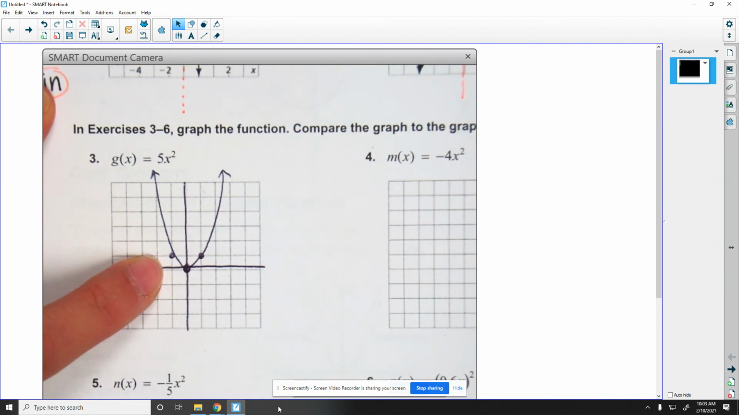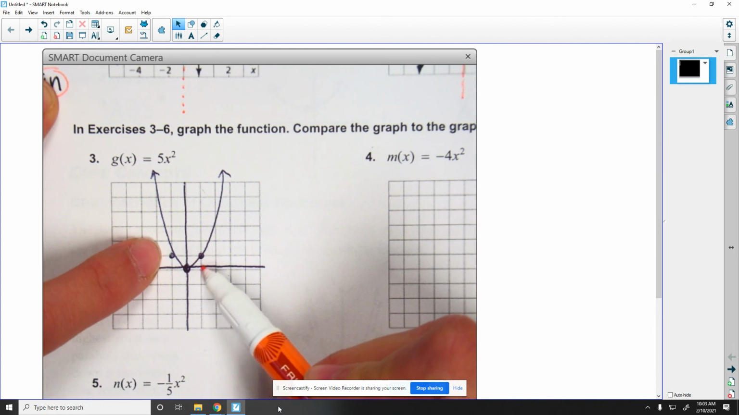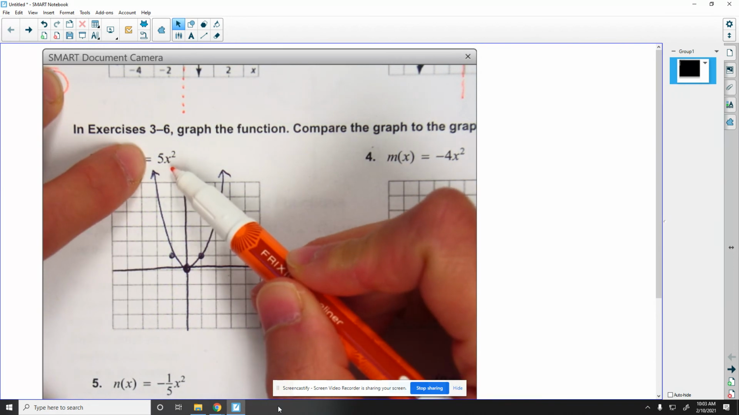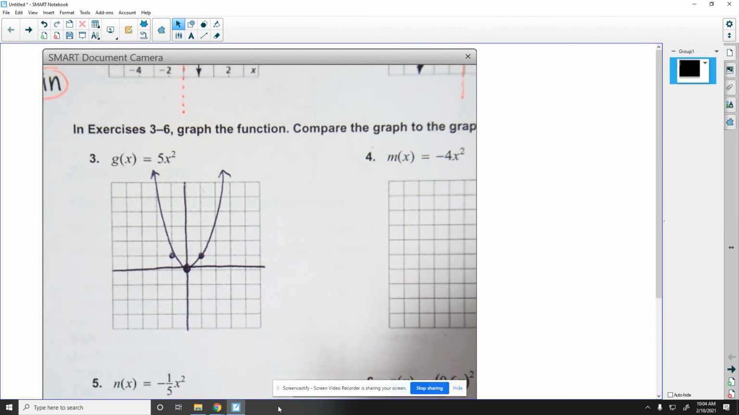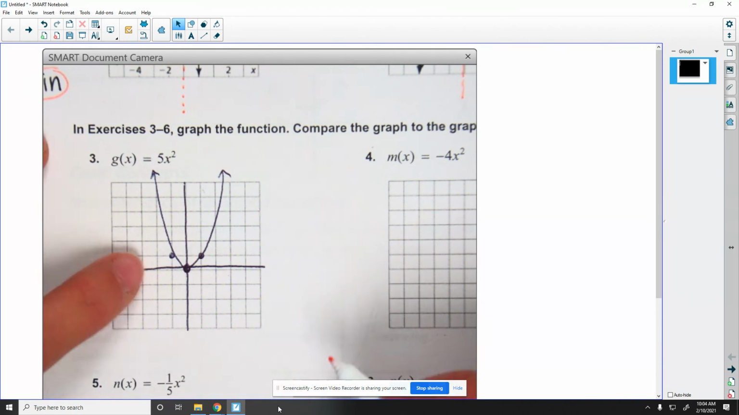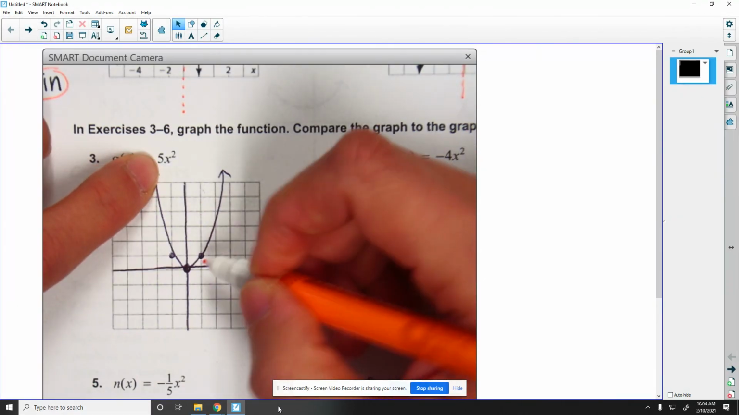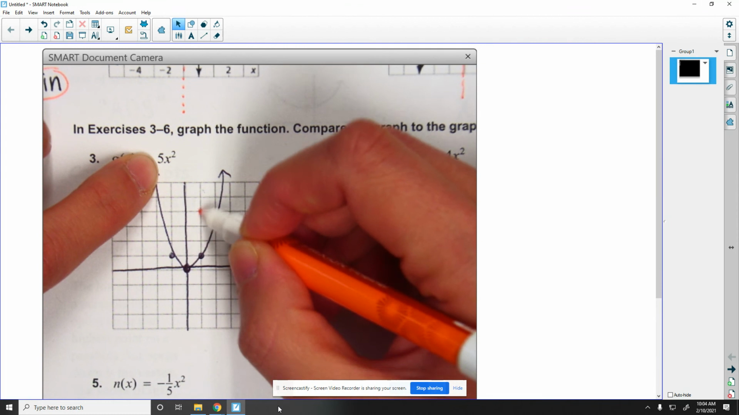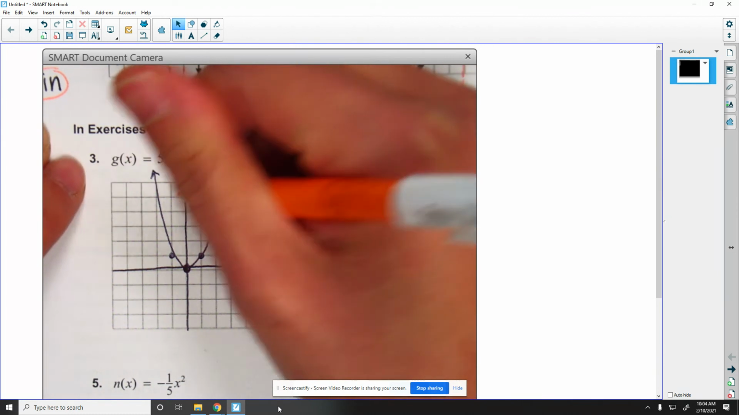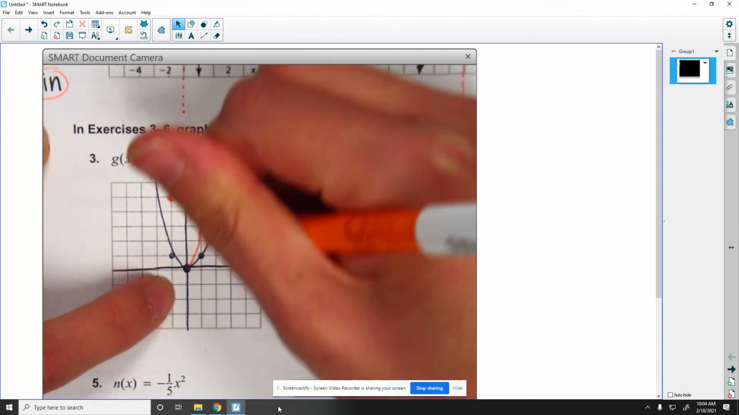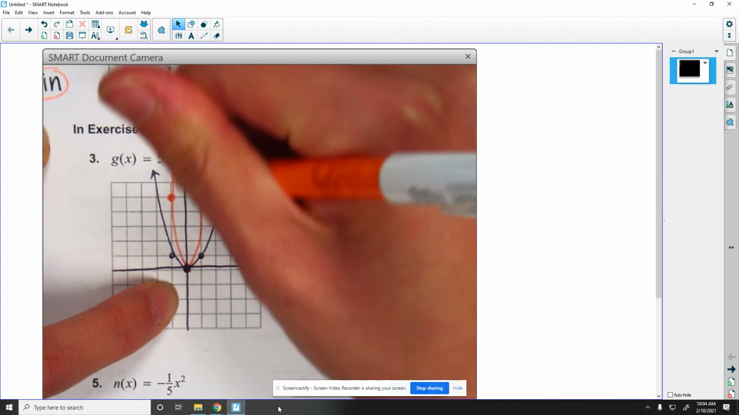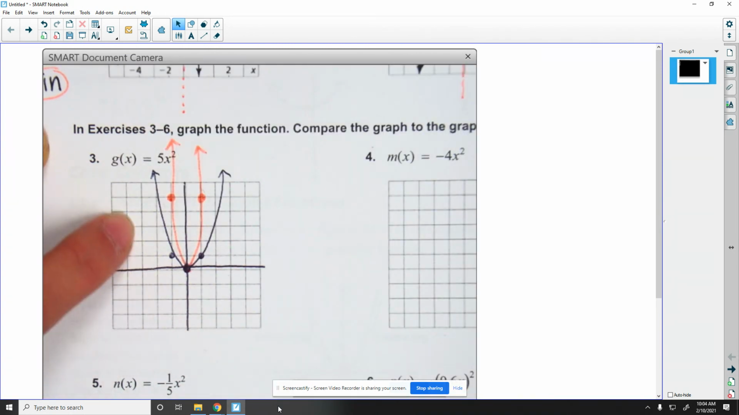That's your parent function. But they're not asking me to graph that. Well, they are, but they're asking me to also graph y equals 5x squared. So if I have y equals 5x squared, you see how I'm going to go over 1 and up 5 because it's 5x squared. So over 1, up 5. 1, 2, 3, 4, 5. Over 1 and up 5. 1, 2, 3, 4, 5. So do you see how that is my picture of 5x squared?